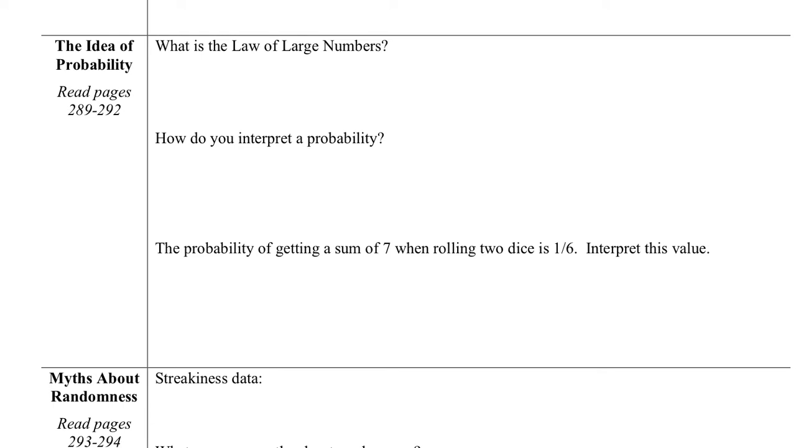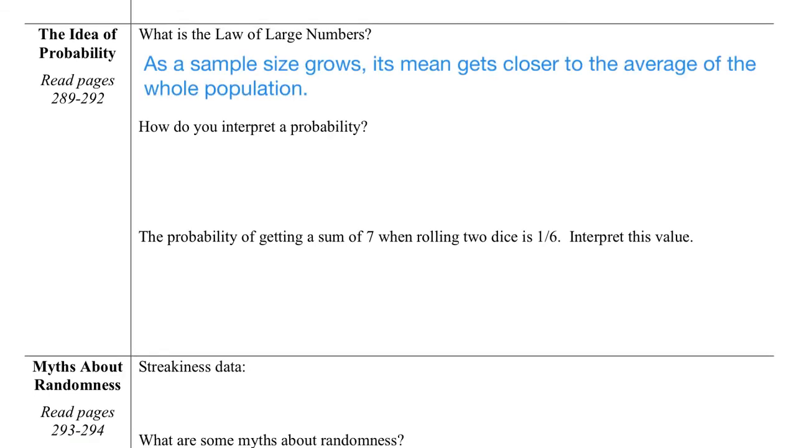Let's get into some basics of probability. The first is the law of large numbers. And while it might seem quite foreboding, it's actually a very simple concept. It simply means as a sample size grows, its mean gets closer to the average of the whole population. So there's 2 things a sample size can imply. It could either imply multiple simulations. So the more and more simulations we do, the closer we're going to get to the true average.